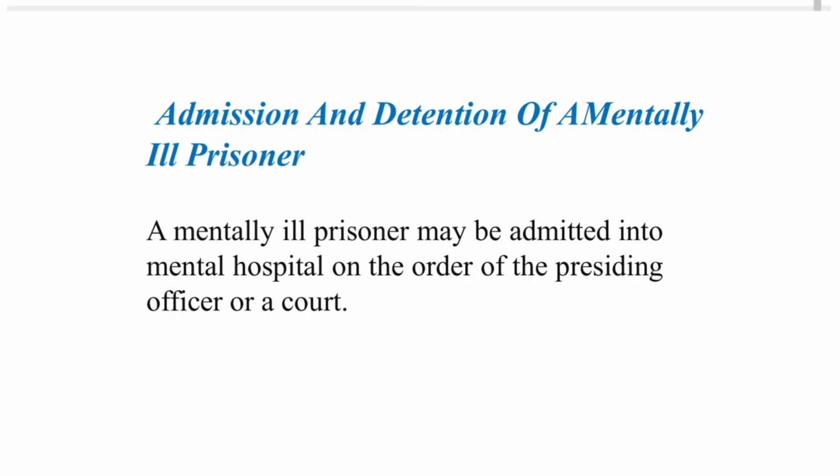Suppose after 6 years of treatment he has become normal, then the remaining 4 years, totally I told 10 years now. So first 6 years he will be spending in the criminal ward, later 4 years he will be spending in the normal jail, and his punishment will be over by that time. So that is admission and detention of a mentally ill prisoner.